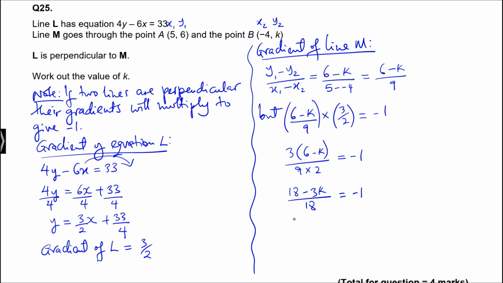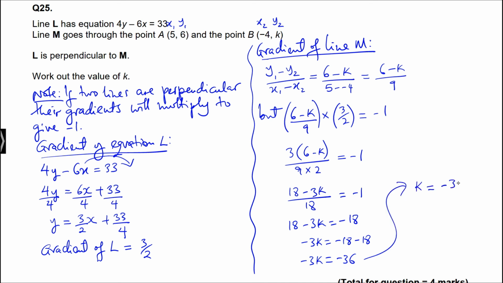So 18 minus 3k will be equal to -18, which means that -3k will be equal to -18 minus 18. So -3k will be equal to -36. So k will be equal to -36 over -3, and that will be equal to 12. So k will be equal to 12.